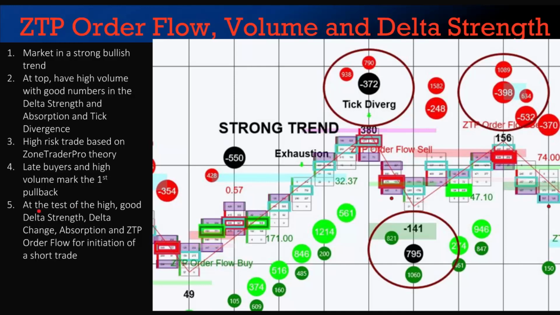We see up here that at the test of the high, we have a good delta strength number. This 398 is a good number. And we also see that the delta itself has changed by almost 1,100 contracts. So when the ZTP order flow signal comes in right here, that's an excellent entry for a trade that I would be looking to take.